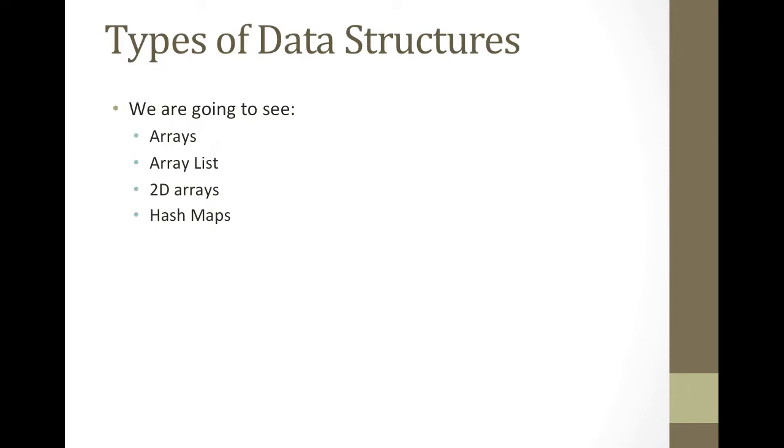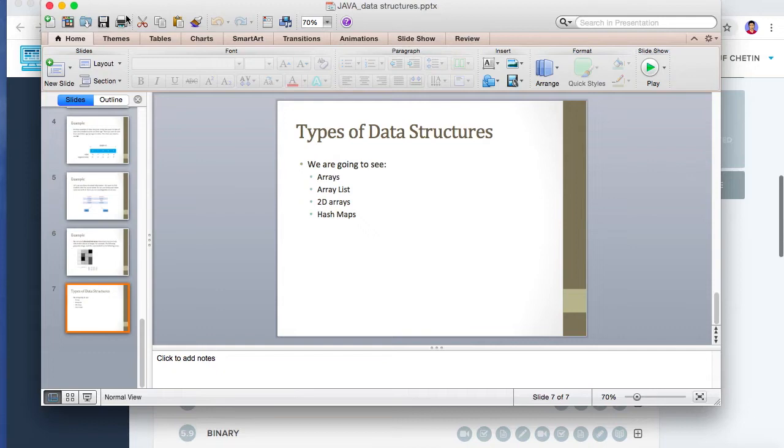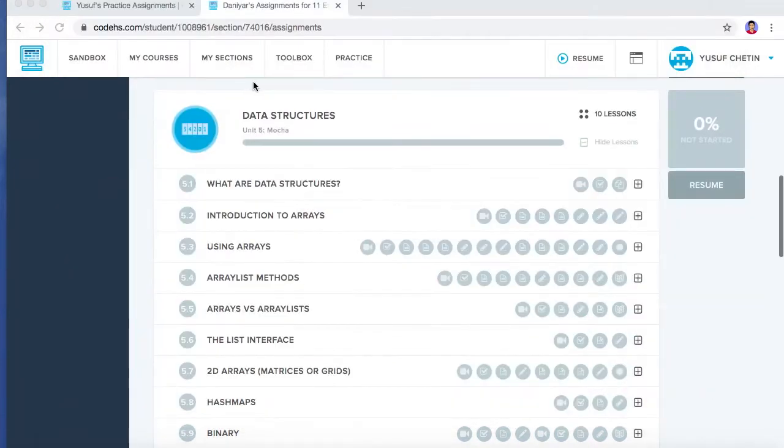Okay, in this lesson, guys, Java data structures, we're going to learn arrays first, then array lists, so lists, and hash maps. Okay, so let's come back to our CodeHS, guys, here.